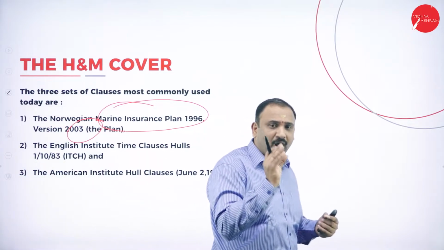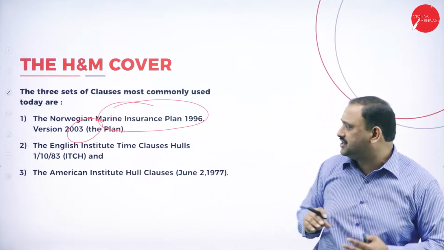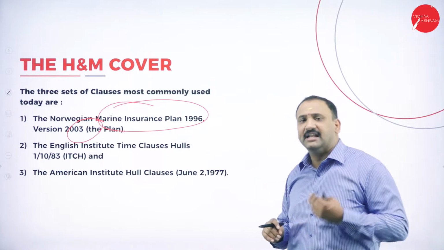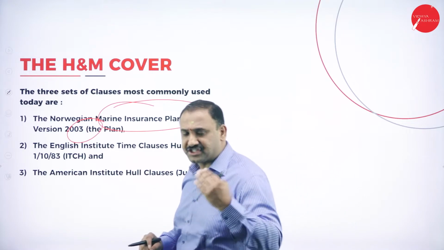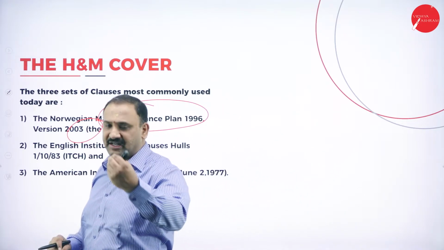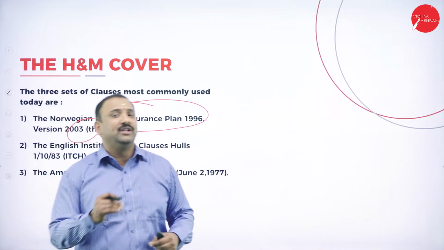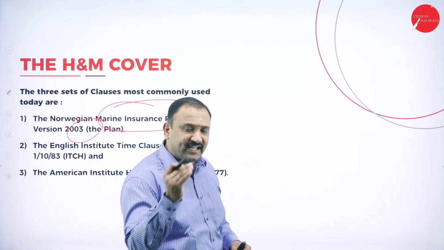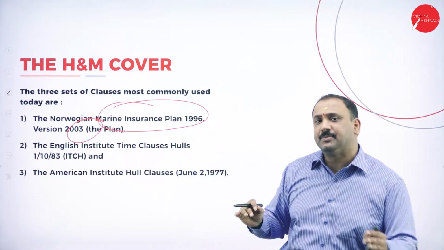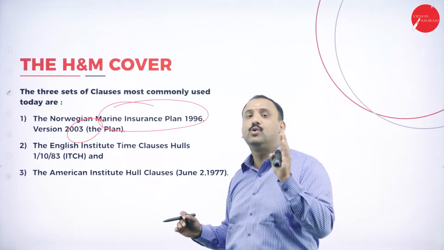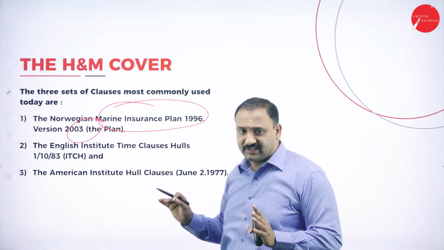So you need to understand, when we set this Norwegian Marine Insurance Plan, they set out certain sailing conditions for that particular ship. So when I say sailing conditions, what do I mean by it? When the ship is set to sail, there are certain clauses, there are certain terms and conditions under which the ship will be allowed to sail from one port to another. That has been told under this condition.